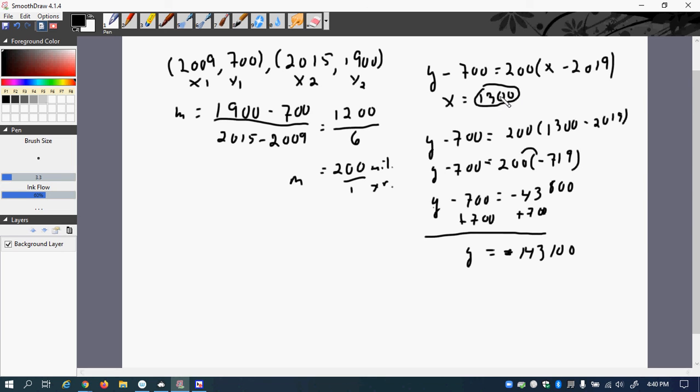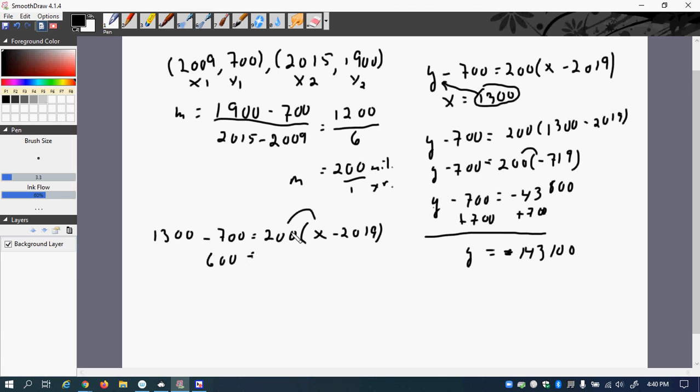This is how many people, so that should have gone in for the y instead of the x. The x is the year. So let's redo that. That's 1300 minus 700 equal to 200 times x minus 2019. So now I take 1300 minus the 700, and I get 600.